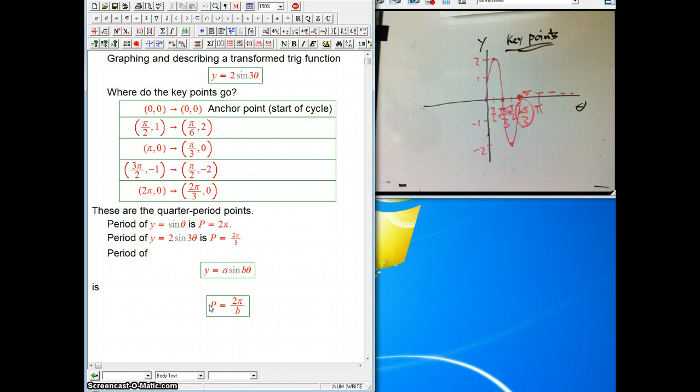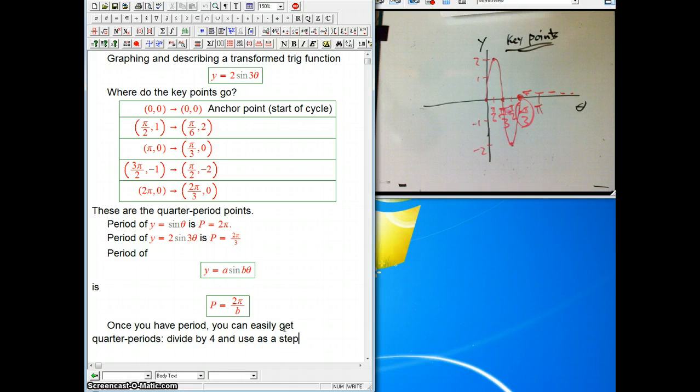This is a super, super crucial formula. You can always rederive it by thinking about these ideas, but it's really good to memorize because it's a great starting point. The reason it's a good starting point is that once you have the period, you can easily get the quarter periods. Just divide by 4 and use that as a step, and just step by quarter periods.